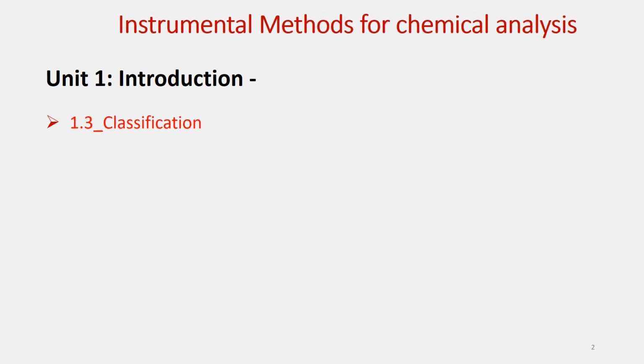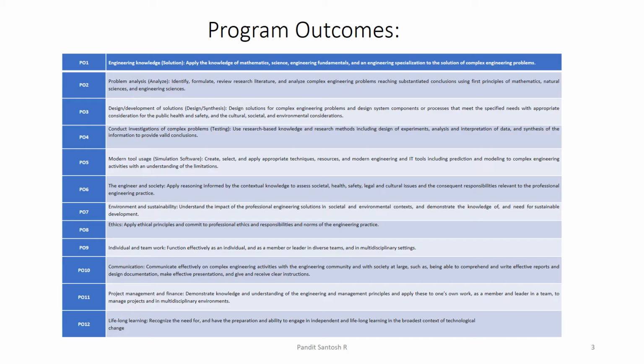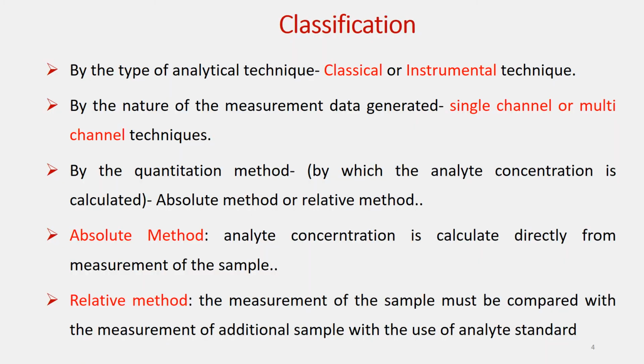Classification of instrumental methods focuses on how the instrumental methods are classified. So what is the base behind the classification? All these we'll discuss in detail. You need to inculcate these PO1 to PO12. So instrumental methods are classified by the type of analytical techniques. Which techniques have been used, whether it was a classical technique or an instrumental technique.